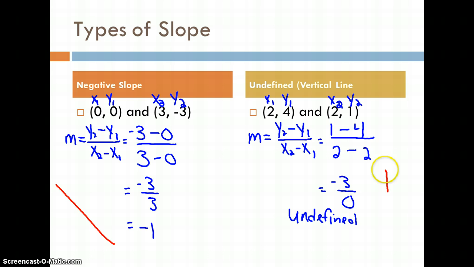And again, this is a vertical line, straight up and down. We'll have undefined slope because there's no run. If you notice, if you go back to our graph on a vertical line, there's no run. There is just rise, nothing but rise, and there's no run. It's undefined.